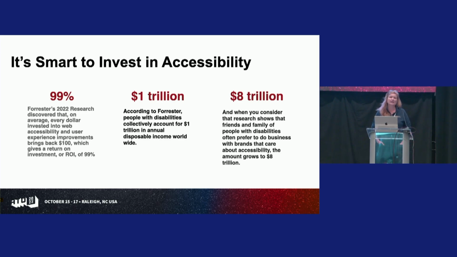In addition, people with disabilities account for $1 trillion in disposable income worldwide annually. That's amazing, but the impact doesn't stop there, because people who have disabilities, their friends and families prefer to do business with brands that support accessibility. So that impact grows to $8 trillion.